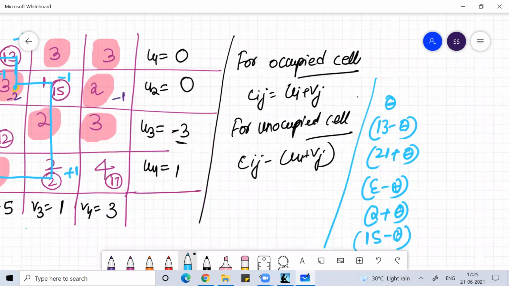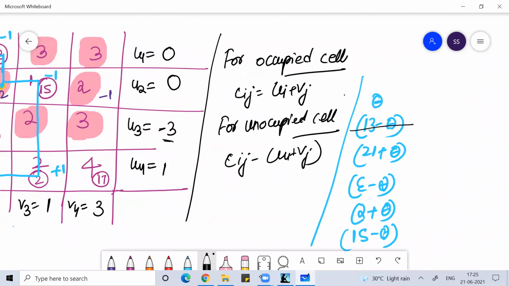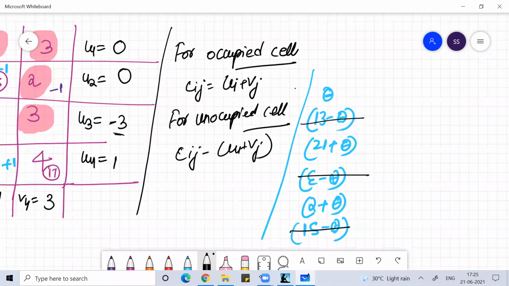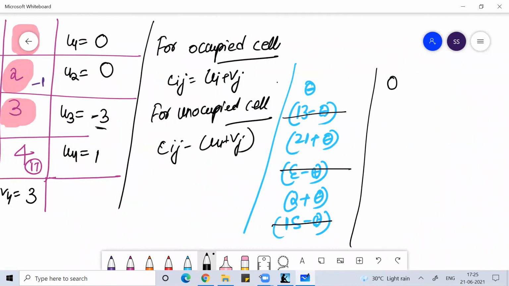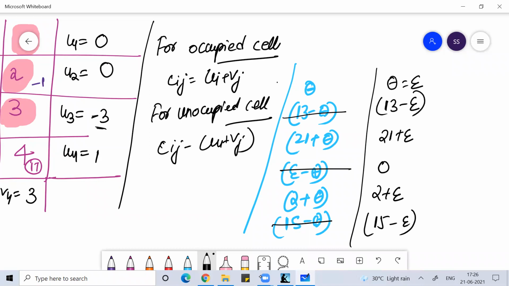Now just focus on negative values, negative theta value, see which is negative, least one will be epsilon. So theta is equal to epsilon, this will be 13 minus epsilon, this will be 21 plus epsilon, this will be 0, this will be 2 plus epsilon, this will be 15 minus epsilon. So this would be the allocation now. Now your allocation would be this one. Anyone, any doubt?